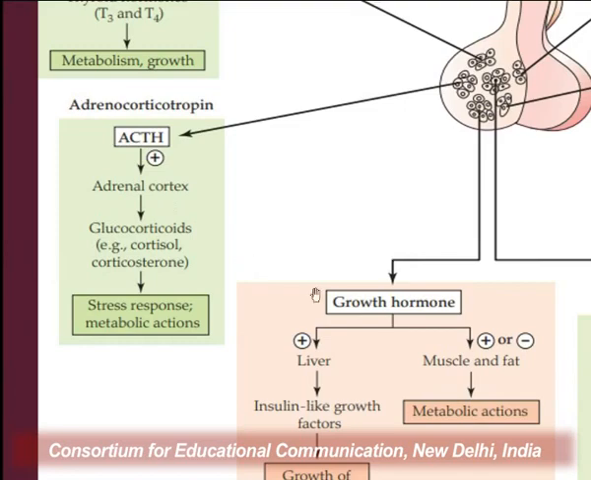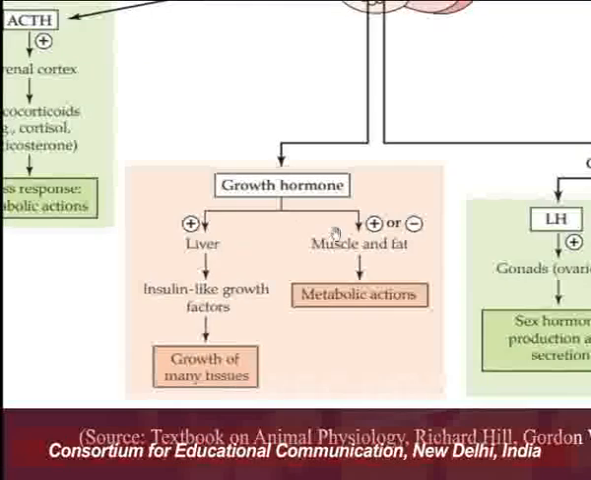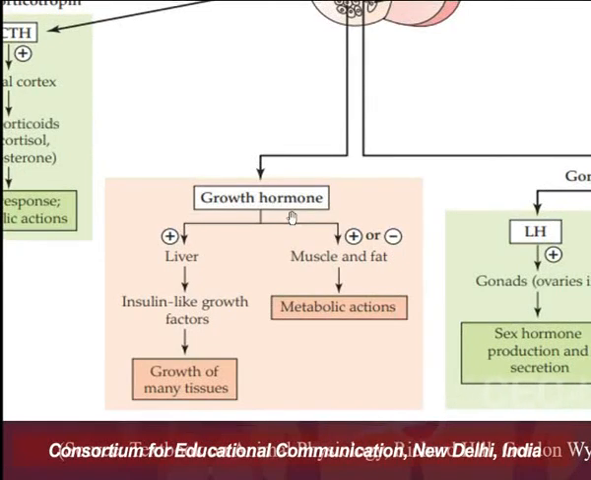Now let us talk about another set of cells of the anterior pituitary, referred to as somatotrophs, which produce growth hormone. And growth hormone, as the name itself suggests, is responsible for growth of several tissues in the body, and for repair of tissues which have been harmed. It will go and act on the liver to release insulin-like growth factors, which will stimulate the growth of several tissues, and it will also act on other target tissues, including muscles and fat, to regulate metabolic functions.